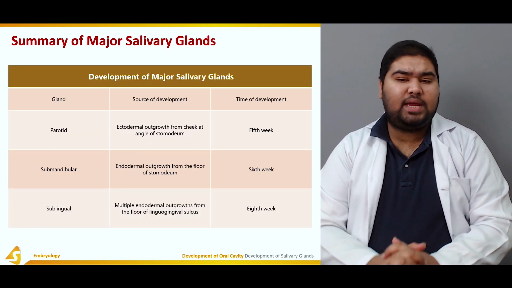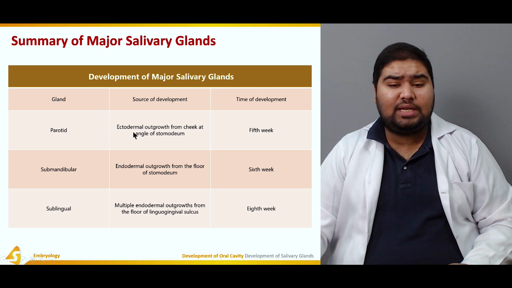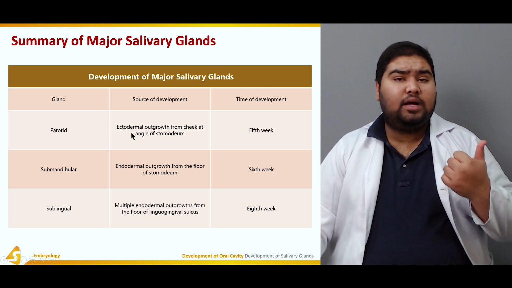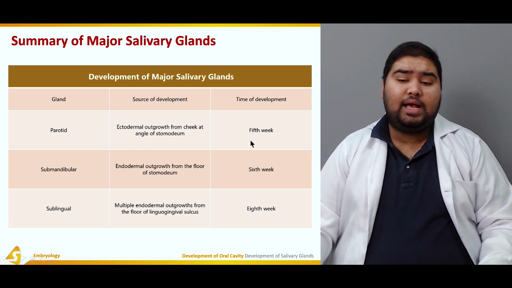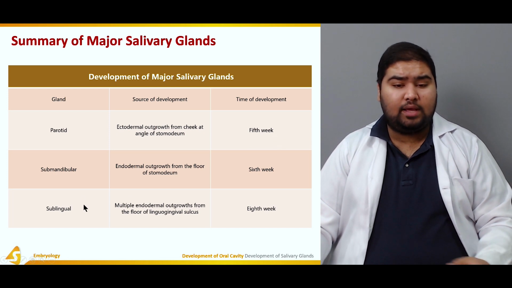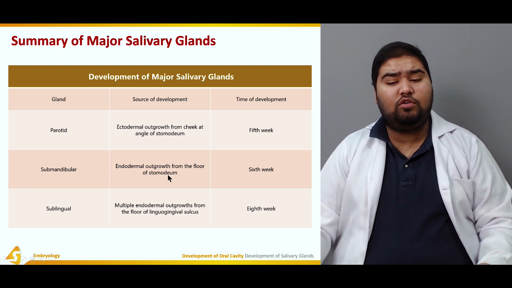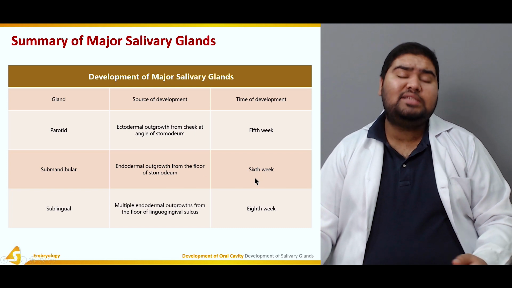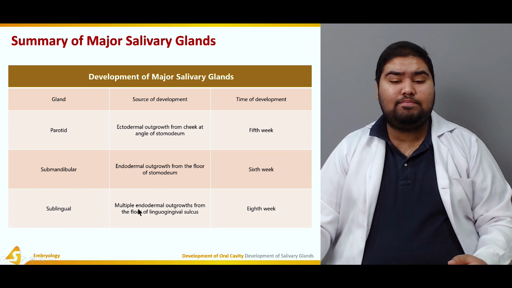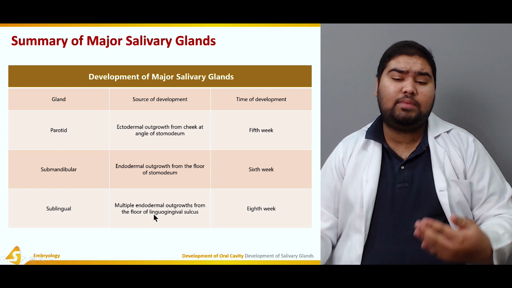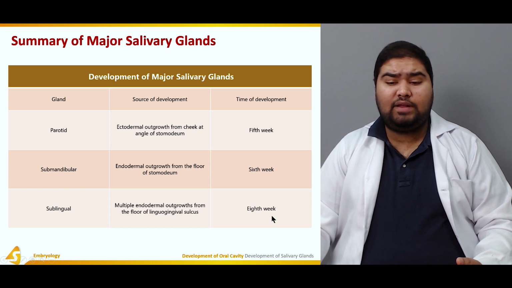Now, the summary of the major salivary glands. Let's talk about the parotid gland first. The parotid gland is ectodermal in origin. That is very important. It grows from the cheek at the angle of the stomodeum, and the time of development is the 5th week. Now the submandibular gland is endodermal in origin, which grows from the floor of the mouth, and the developmental time is the 6th week of development. Now the sublingual gland grows from multiple endodermal outgrowths from the floor of the lingogingival sulcus, and they develop during the 8th week of development.